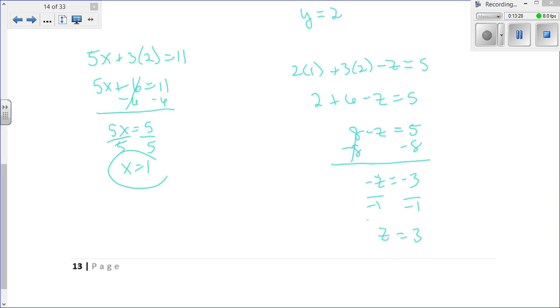So that means I have 1, 2, and 3. And just like in the problems before, I can write them as an ordered triple. What happens is when you have 3 equations with 3 unknowns, you're actually working in 3-dimensional space. So you'd have 3 different planes intersecting at one point 3-dimensionally.